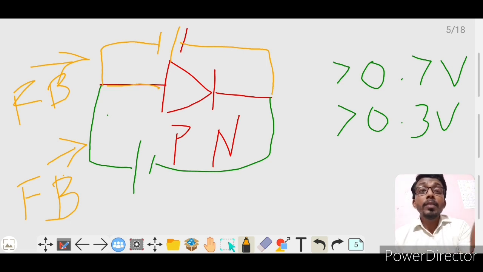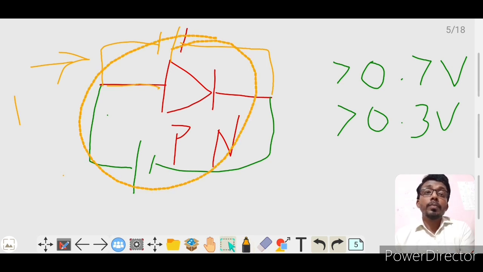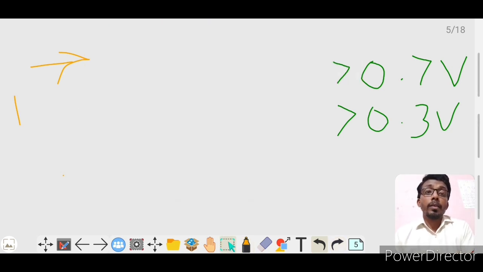But as we apply here, see, this is a positive terminal. We can reconstruct it. Okay, so suppose I am again drawing it in reverse bias. So suppose this is our diode.